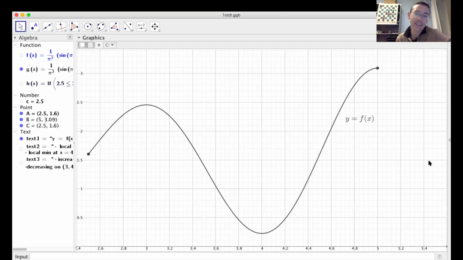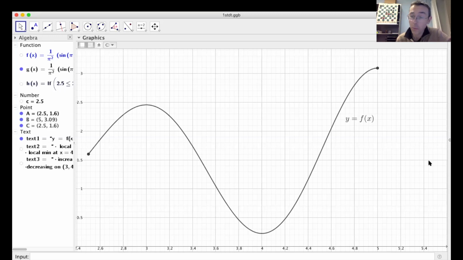Hey everybody, today we're talking about how derivatives affect the shape of a graph. In this video, we're going to talk about the question qualitatively and visually. In our next one, we'll get into it a little bit more algebraically and quantitatively. So here I've drawn the graph of a function, y equals f of x, and immediately looking at it, I can say a few things.